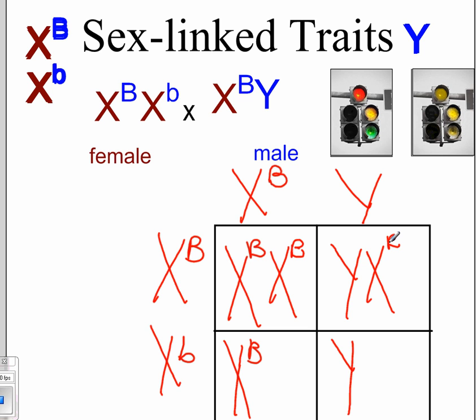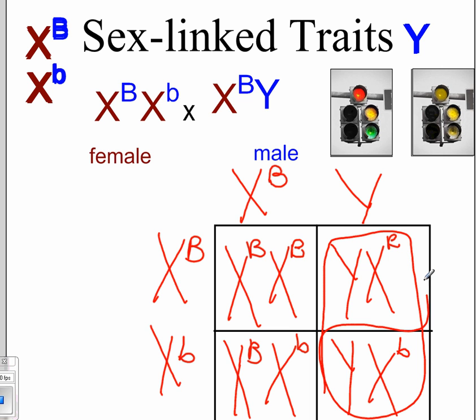Doesn't matter if it's X, Y, or YX. All right, so let's do some ratios. What is the possibility that they are going to have a son? Which two are the son? Those two zygotes would be possibly the son. So the possibility that they're going to have a male or a boy that is colorblind.